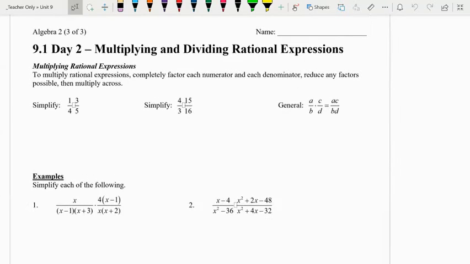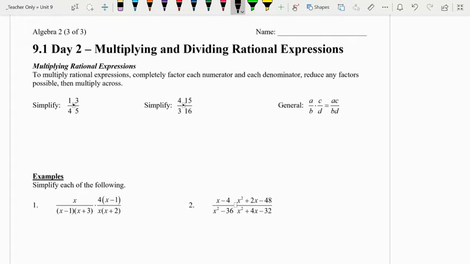For 9.1 day 2, we are going to be multiplying and dividing rational expressions. So we're going to take what we just did and take it a step further. Now, for some reason, sometimes when this copies, these little boxes come up. They're just supposed to be multiplication. So if you ever see a box, that just means multiply.